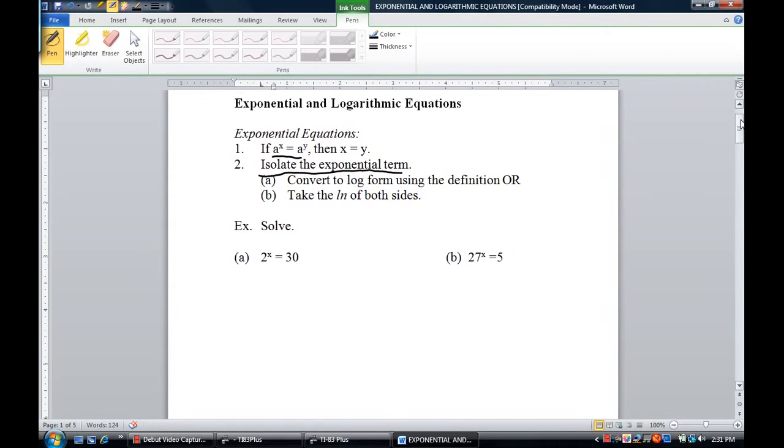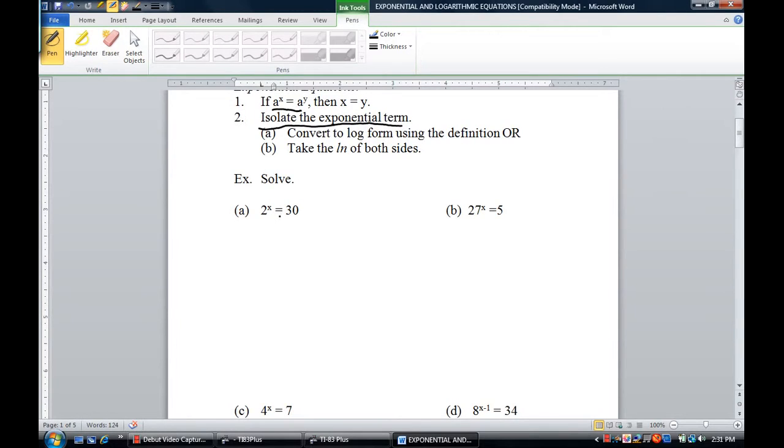So let's solve a few of these. 2 to the x equals 30. Now the first thing I'm going to think about is there's no way I can rewrite 2 to some power and have that equal to 30. So that's what I'm going to do. I'm going to either convert this to a log, or I'm going to take the natural log of both sides. Either way is fine. You decide what method you want to use. Now, I'm going to actually do this one a couple of different ways, just so you know the difference. Then I may just stick with one way.